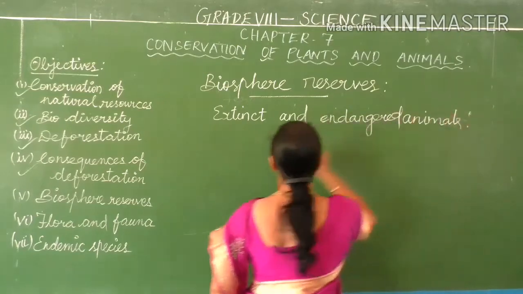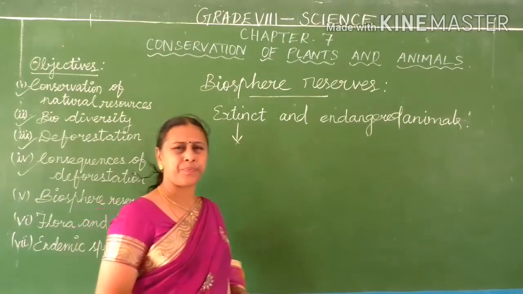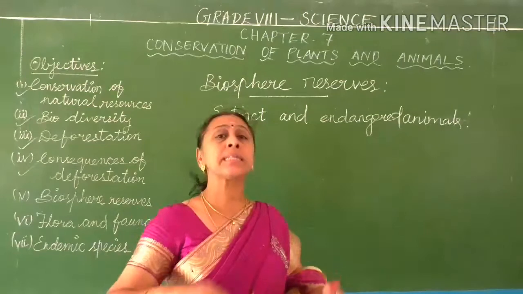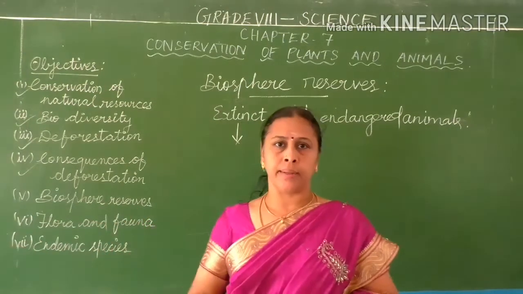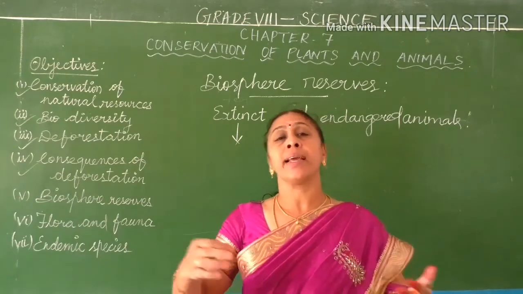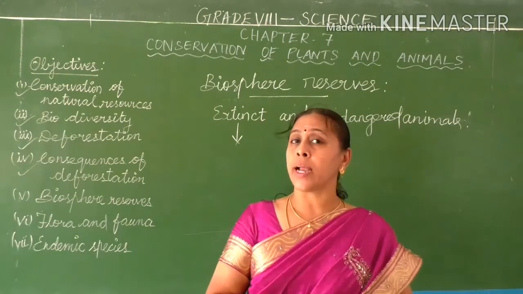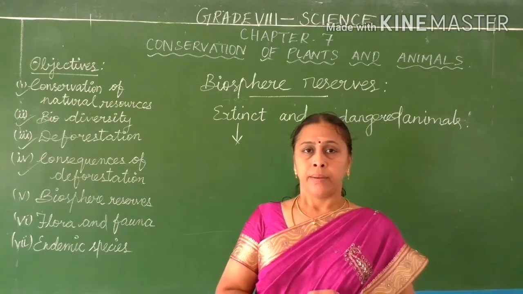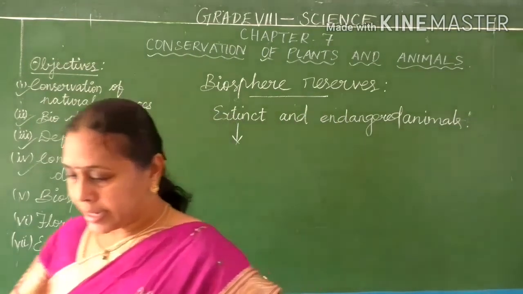What is an extinct animal? Now it is no more on this earth. That means that life gets exhausted. No living organism is present. That is called extinct.